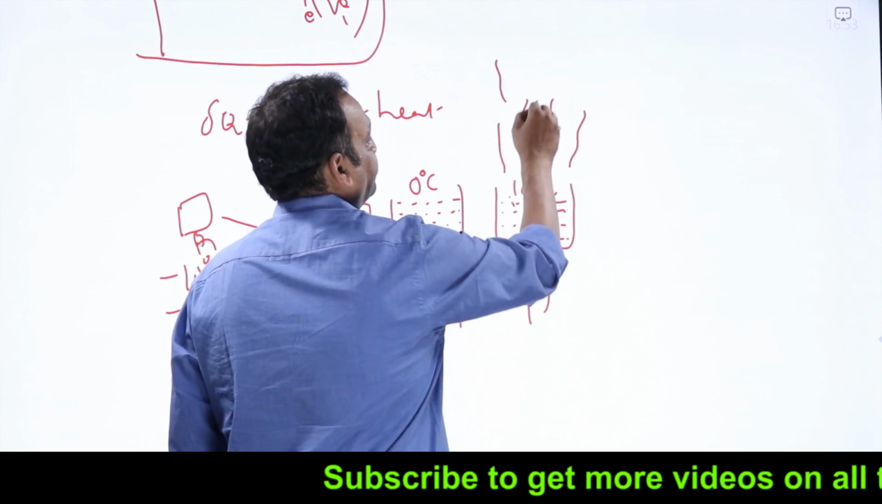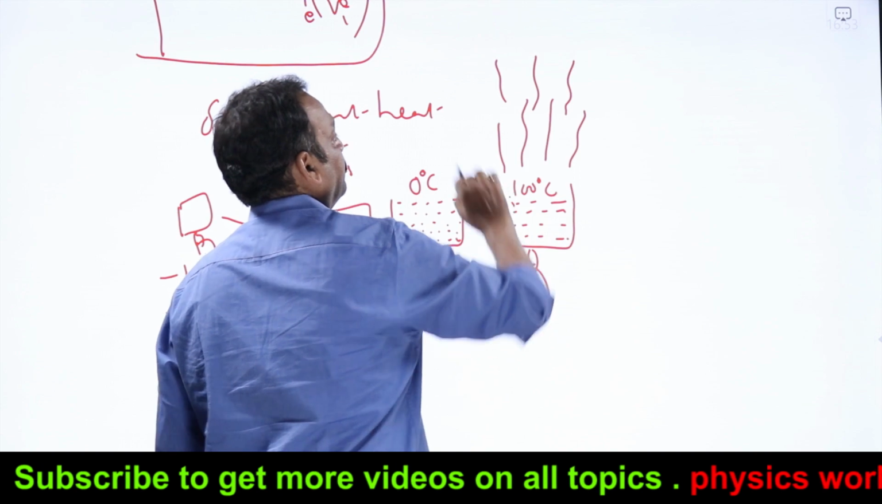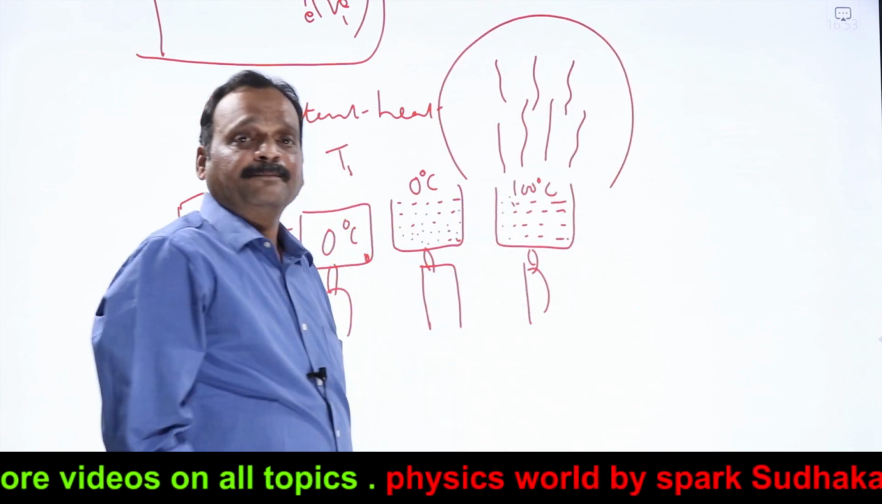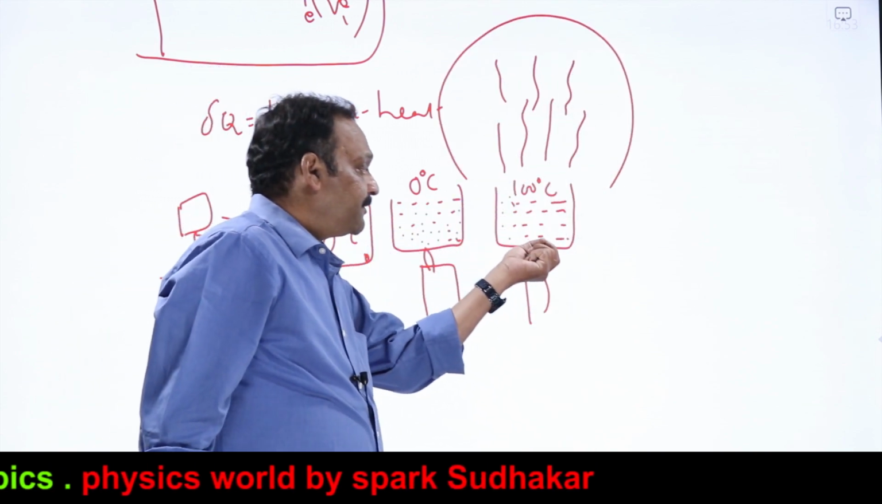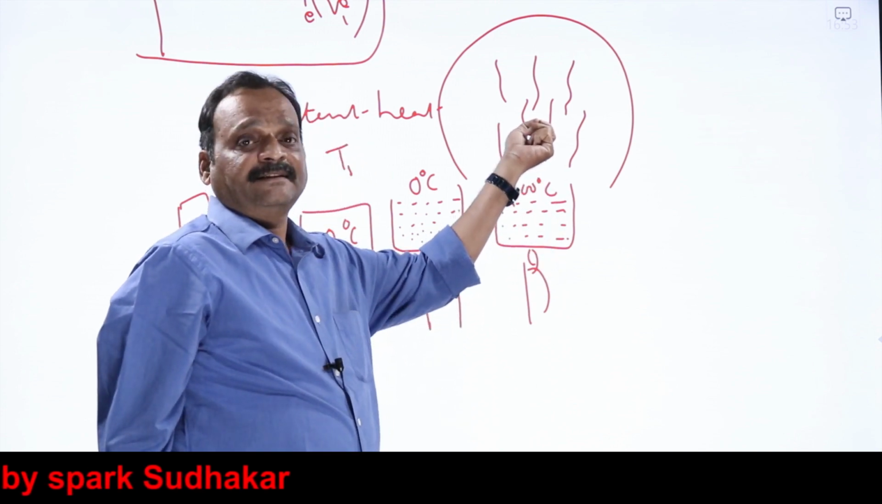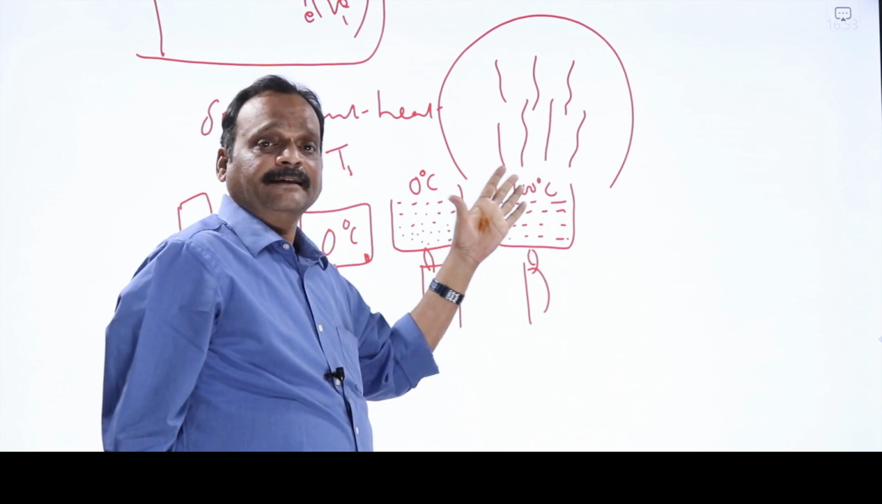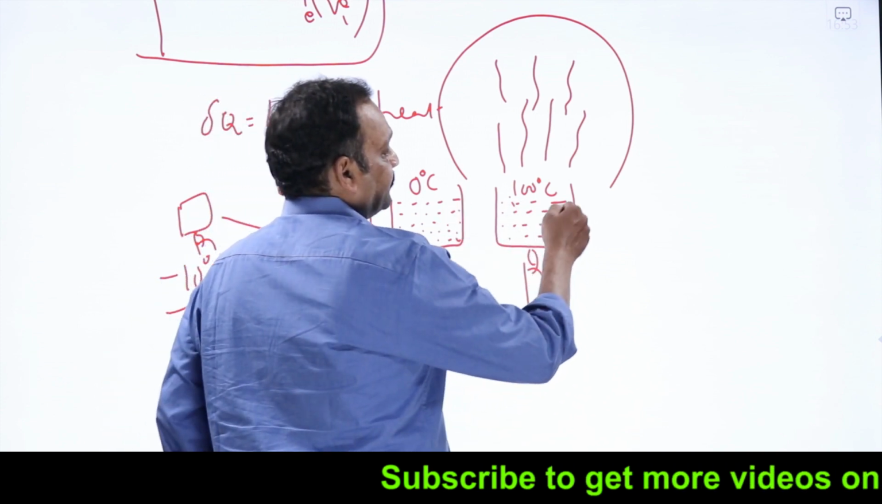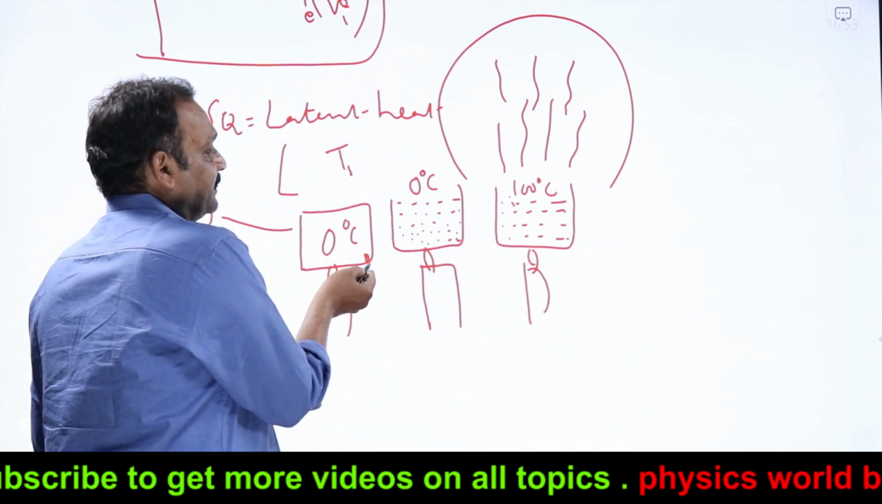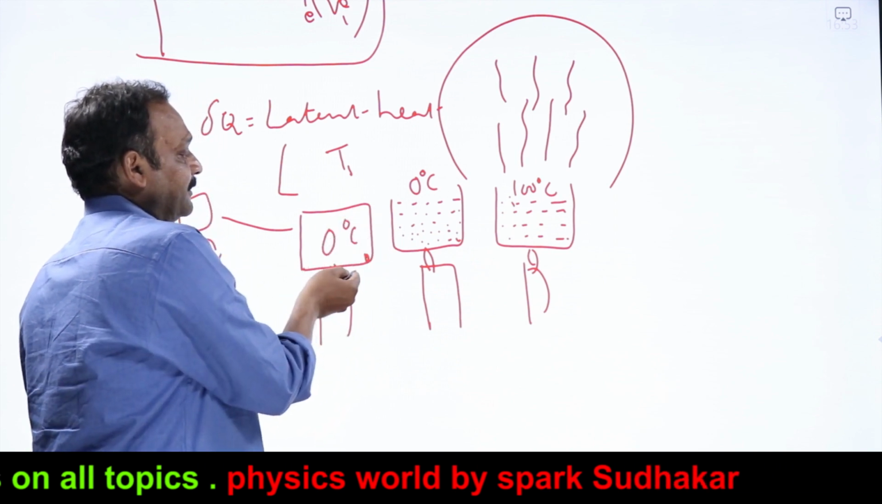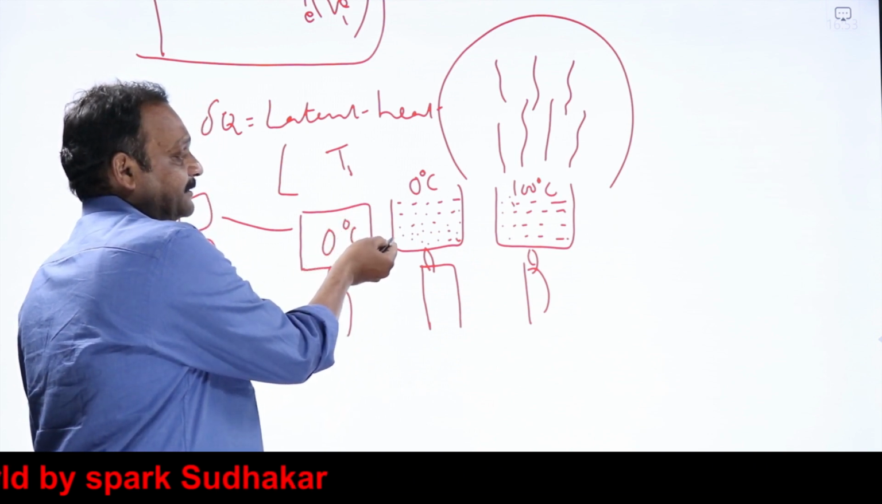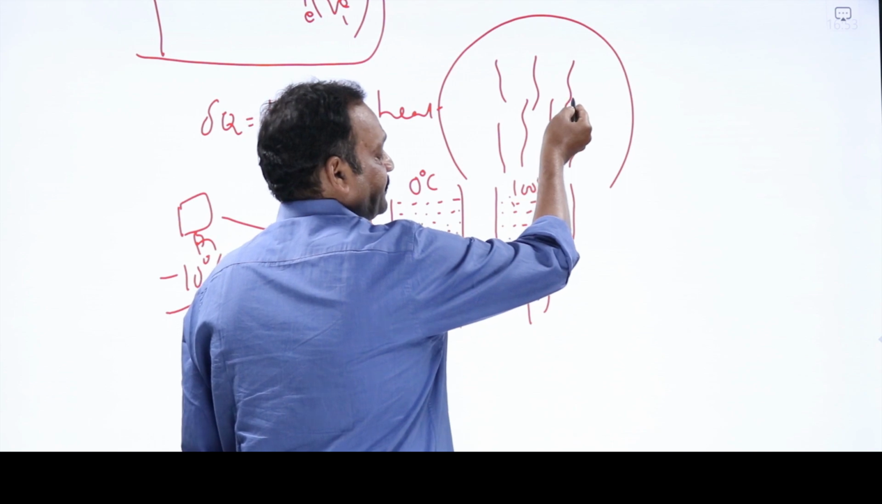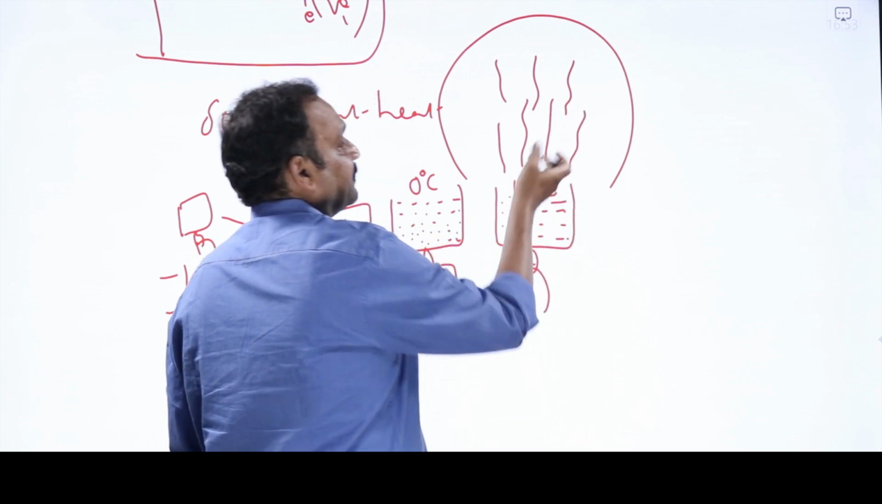It becomes steam and keeps on going out. If you hold this steam completely, till the last drop of water becomes steam, the temperature will not increase. It will remain at 100 degrees Celsius only. That is known as the latent heat of fusion for the solid to liquid transition, and for the liquid to gaseous transition, it is known as latent heat of vaporization.